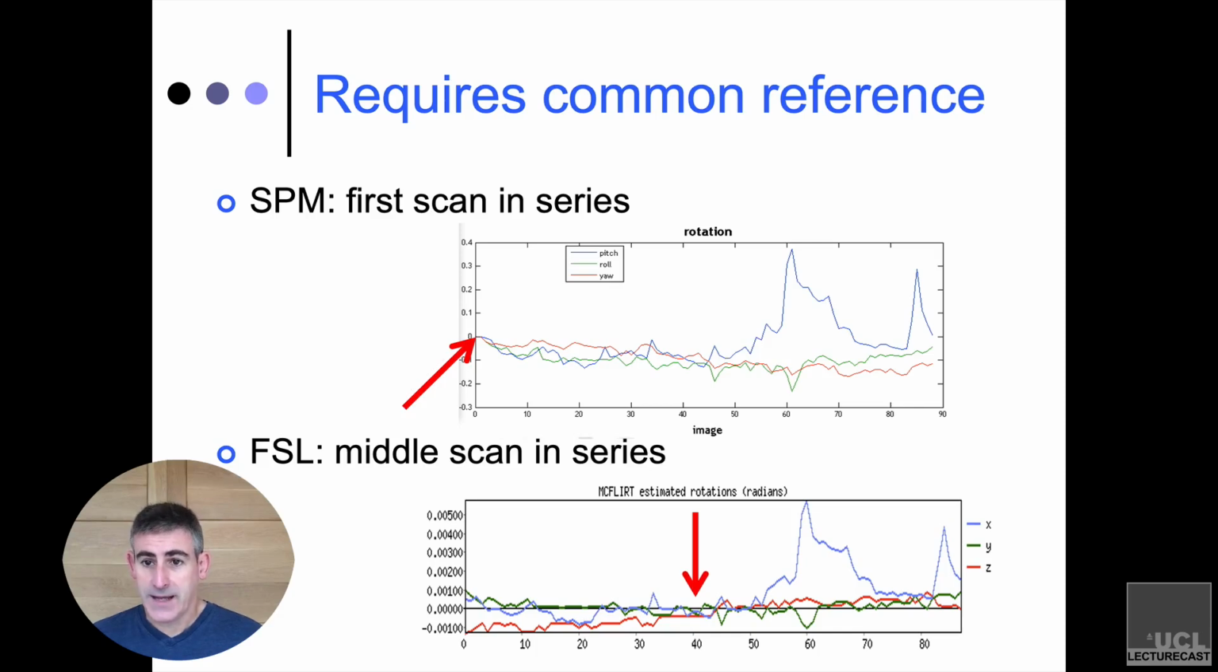The key thing with estimating motion parameters is that you are always doing it relative to some reference. And there is no right or wrong reference, but you need to be aware of what's been chosen as the reference. In SPM, it's going to be the first volume after you've deleted the dummy volumes.